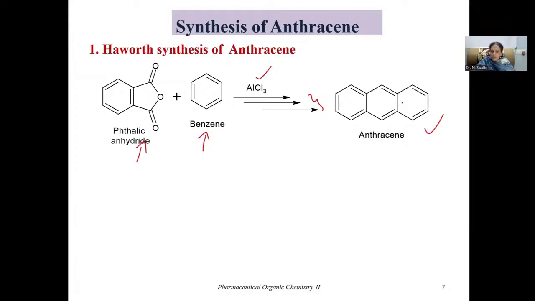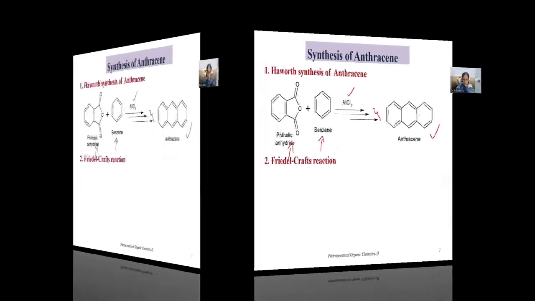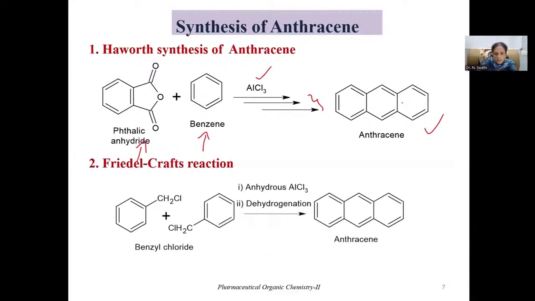Okay, and there are a few other important methods as well. So let us consider those methods. We can conduct a Friedel-Crafts reaction between 2 moles of benzyl chloride. This is the C6H5 benzene ring with a CH2Cl group, known as benzyl. This reaction occurs in 2 steps. In the first step, 2 moles of benzyl chloride react in the presence of anhydrous aluminium chloride.